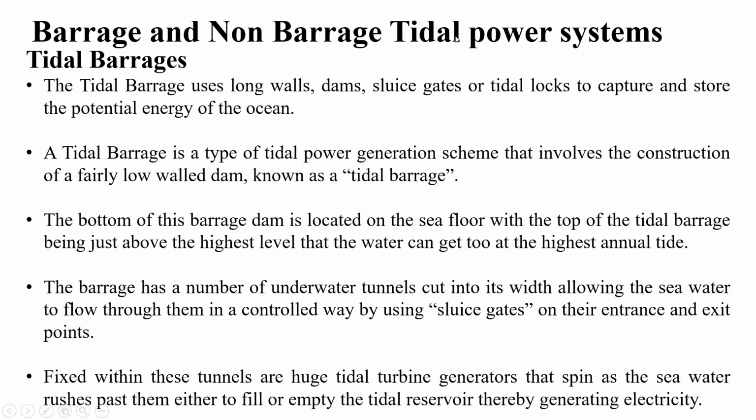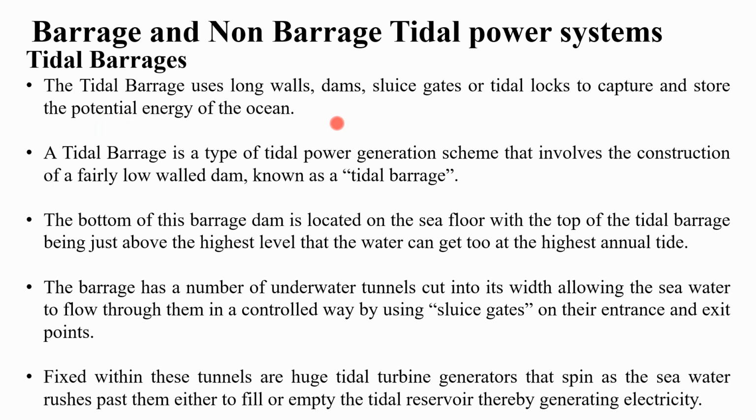So next is barrage and non-barrage types of tidal systems. So basically, there are two types. One is the barrage type, another one is the non-barrage type. We will see what the types and operation of the barrage system and non-barrage system are, and we will also see the operating methodologies of these types of systems. Right? So basically, we have two types, barrage and non-barrage.